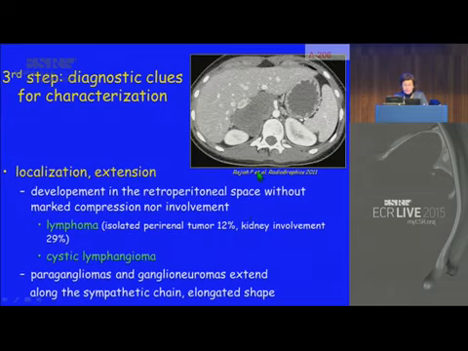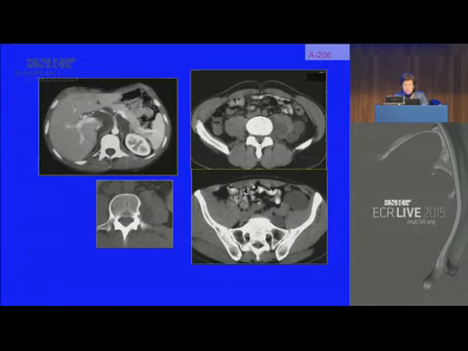They also include cystic lymphangiomas, as in this example, which may cross compartments, and you can see that there is no significant compression of the adjacent organs. In addition, some neurogenic tumors, such as paragangliomas and ganglioneuromas, extend along the sympathetic chain and have a characteristic elongated shape. I'll show you an example of multiple plexiform neurofibromas in the paraspinal regions in a patient with neurofibromatosis.